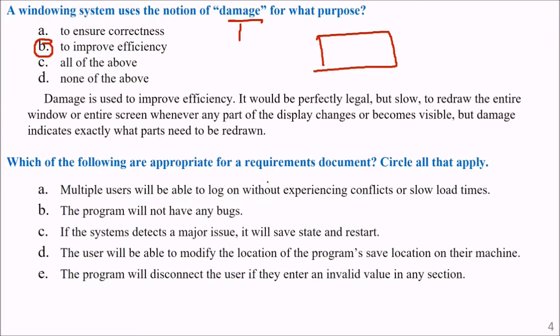Which of the following are appropriate for a requirements document? Circle all that apply. Please try to answer this. The answer is first one, third one, and the fourth one. That is, multiple users will be able to log on without experiencing conflicts or slow load times. Appropriate. If the system detects a major issue, it will save state and restart. Then the D, the user will be able to modify the location of the program's save location on their machine.